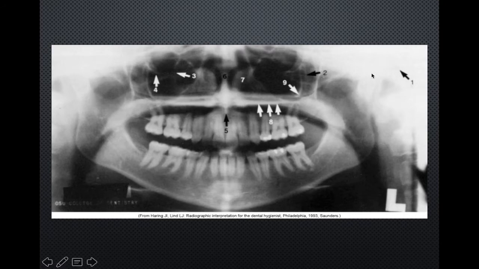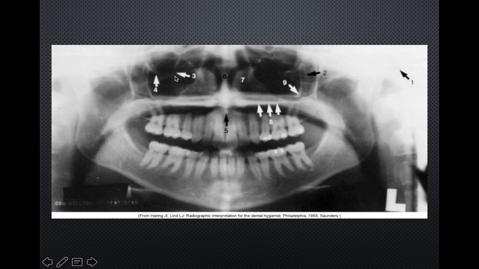So for example, on number 1, up here is supposed to be pointing to our external auditory meatus. Yes, it is located in this area. However, this is not a great image of it, and it's definitely hard to see here, which can happen sometimes on a panoramic radiograph. Number 2, pointing right here. So this here is our pterygomaxillary fissure.